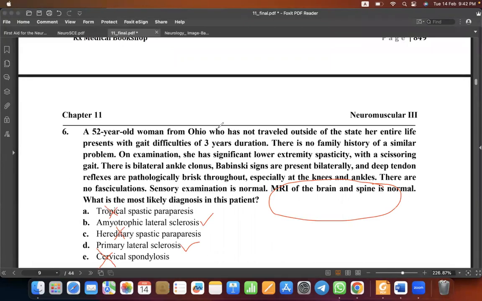One thing we should remember: if the history involves 3 years, it is unlikely to be amyotrophic lateral sclerosis, as there is upper motor neuron involvement and no lower motor neuron involvement.